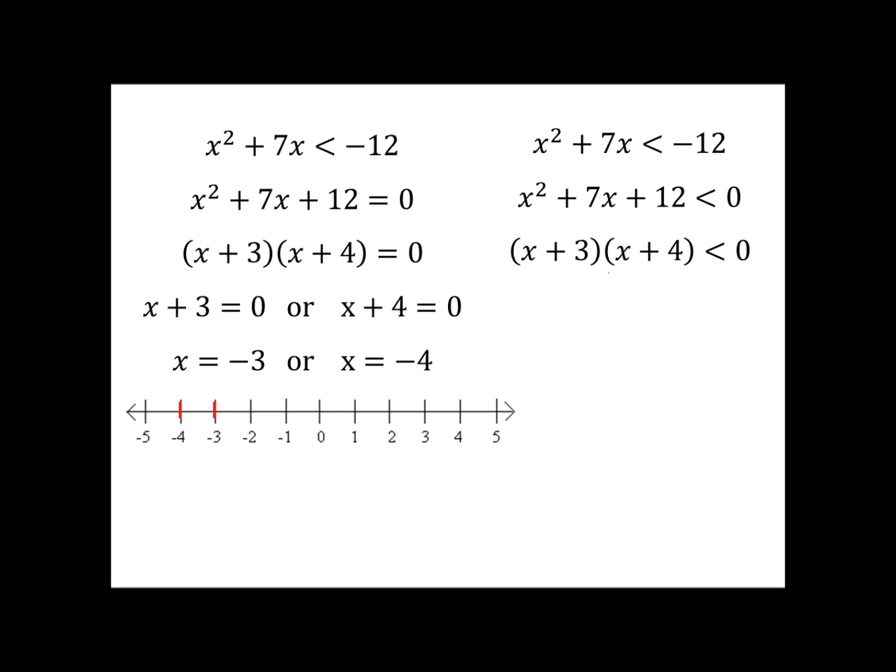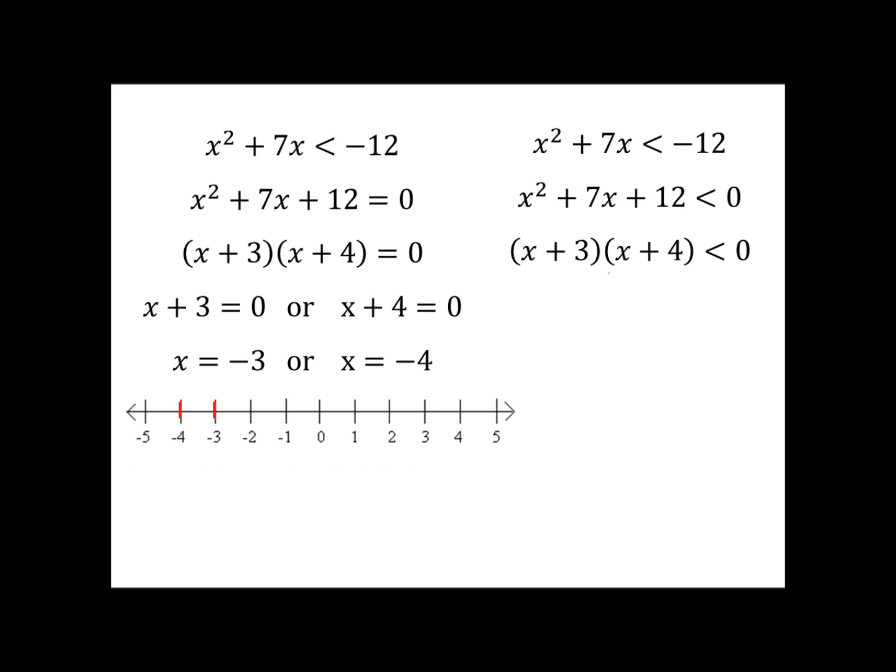Now, one or two of these regions are going to work. We have to figure out which regions work. The way we do that is we choose test numbers. One test number from each region, and we take those test numbers and we plug them into the inequality. So what should I choose for test numbers? Well, you always want to think logically about this.